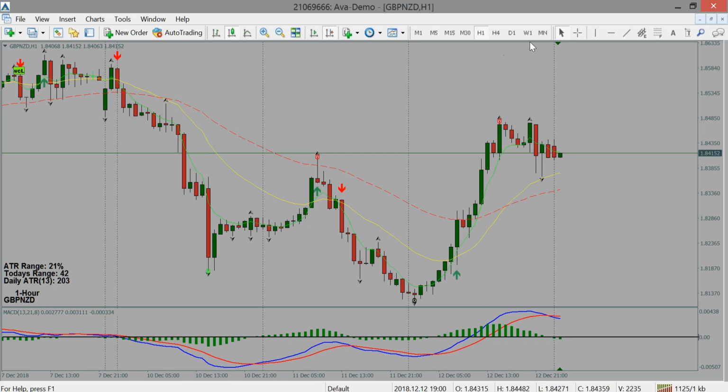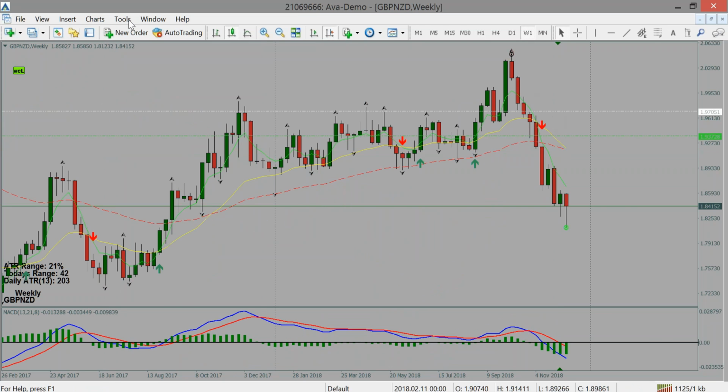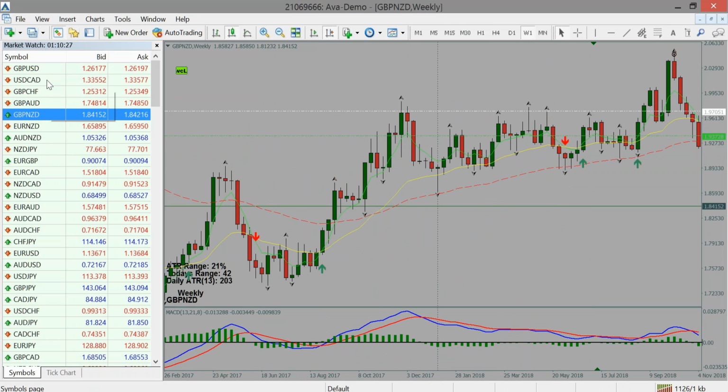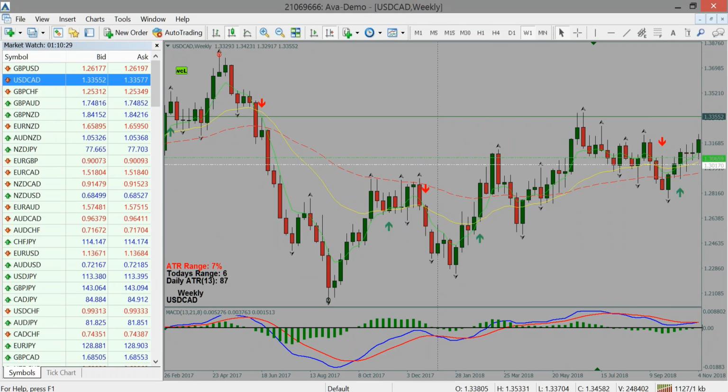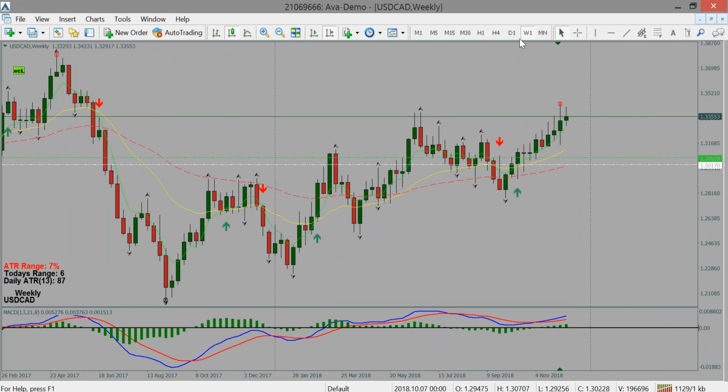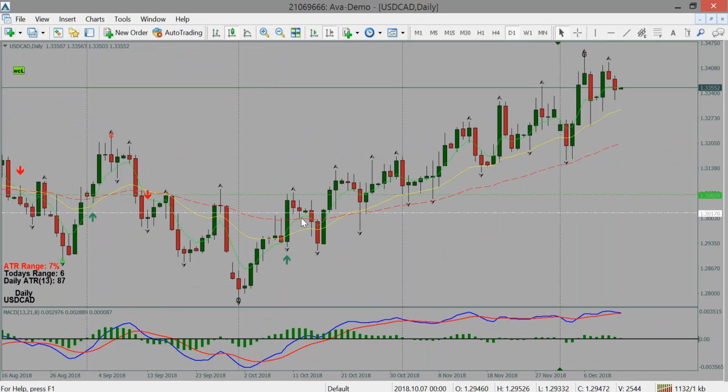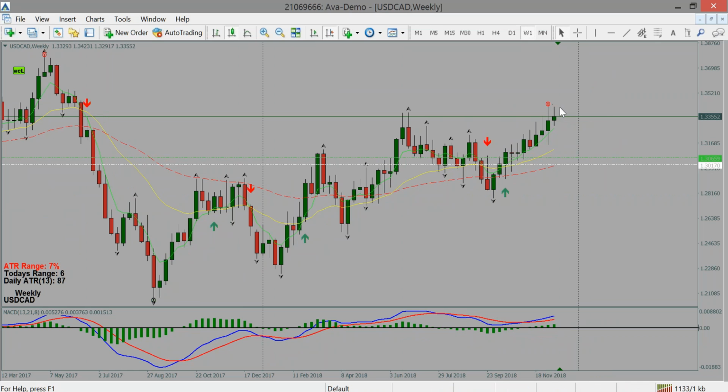Let's go back up to the weekly, right? Let's get another pair. Let's look at the USD CAD. All right, look at this beautiful traffic light effect. See the traffic light effect? Green, yellow, red. All right, let's look at the daily. Traffic light effect. All right, we're on the weekly. Now, that looks like a small candle. Let's check it out. This is the weekly, right?